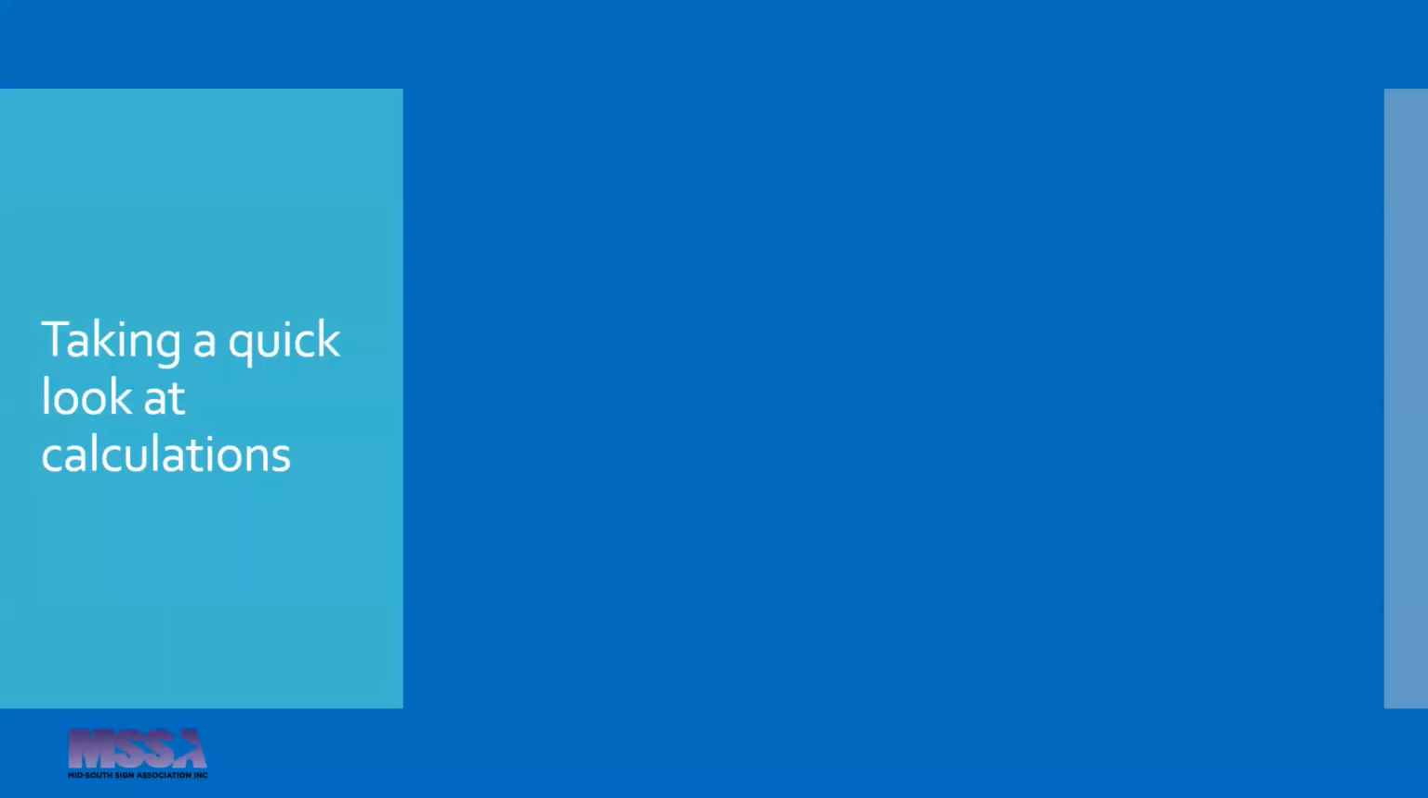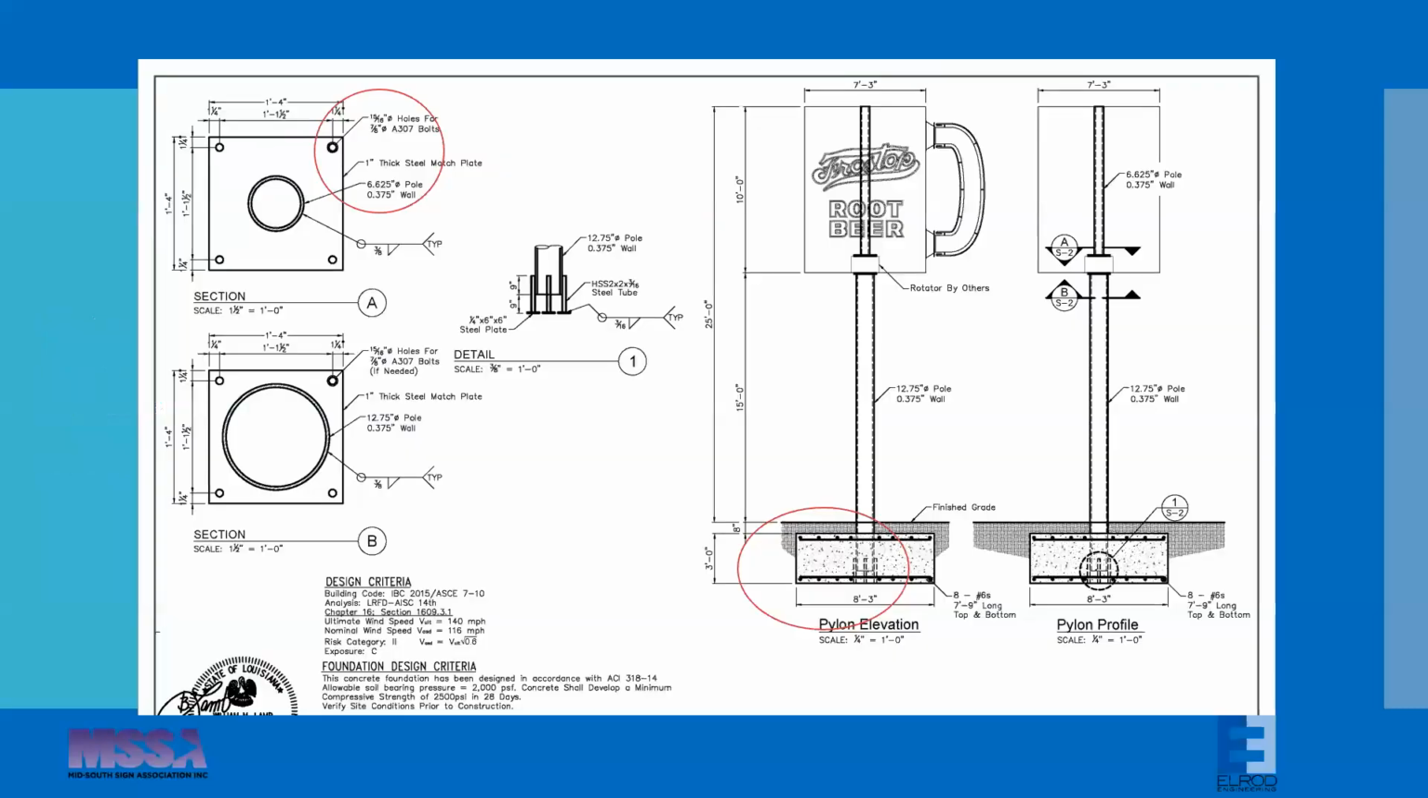I want to take a quick look at calculations. I know a lot of times you're getting the engineering simply because permitting requires it, and you may even be working with a local sub that doesn't actually look at the drawings before doing the installation. So I want to point out a few things on a recent project that we did, both drawings and calculations, and kind of point out why you would want to at least review these drawings.